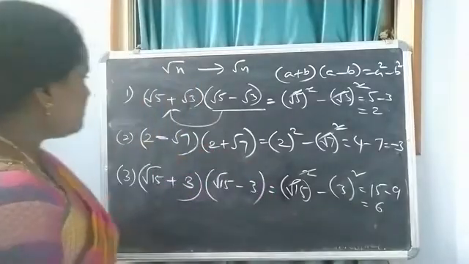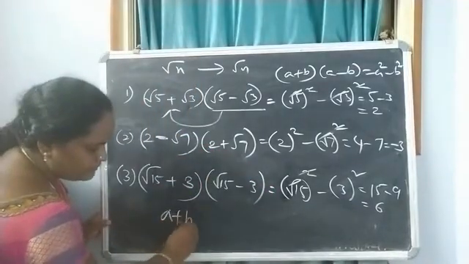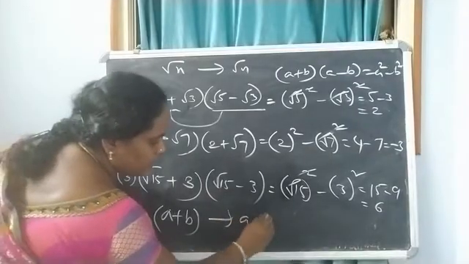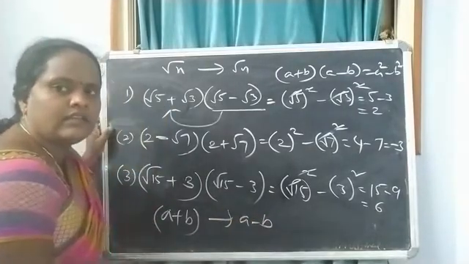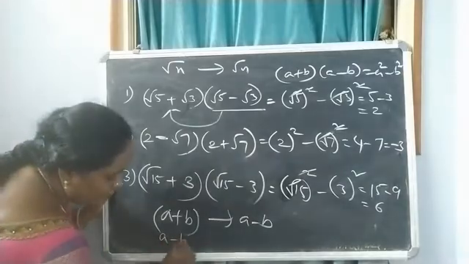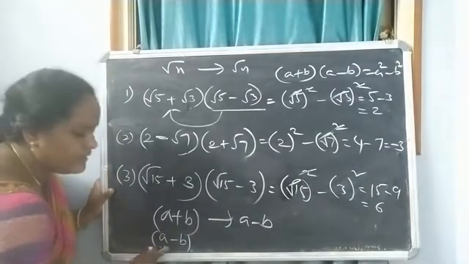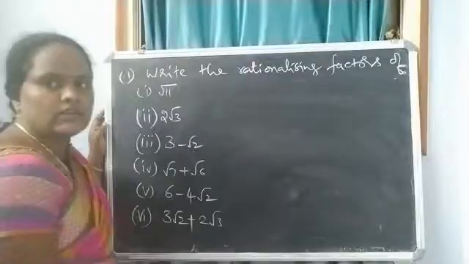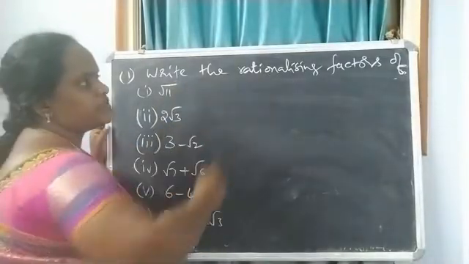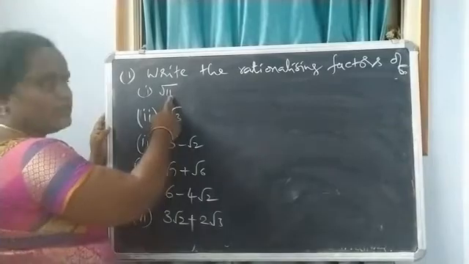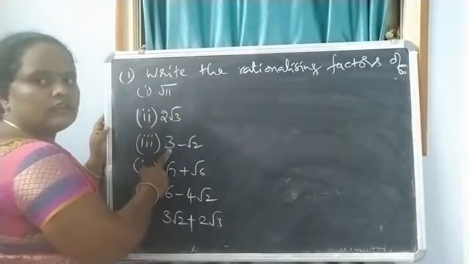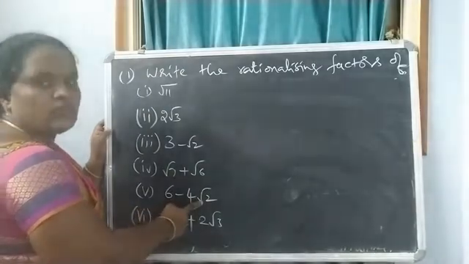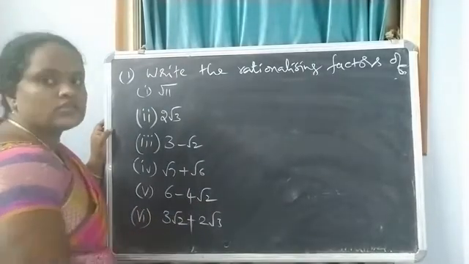So always remember, for a binomial of the form a plus b, a minus b is the rationalizing factor. If the given binomial is in the form a minus b, a plus b will be the rationalizing factor. So let us take the question. Write the rationalizing factors of root 11, 2 root 3, 3 minus root 2, root 7 plus root 6, 6 minus 4 root 2, 3 root 2 plus 2 root 3.